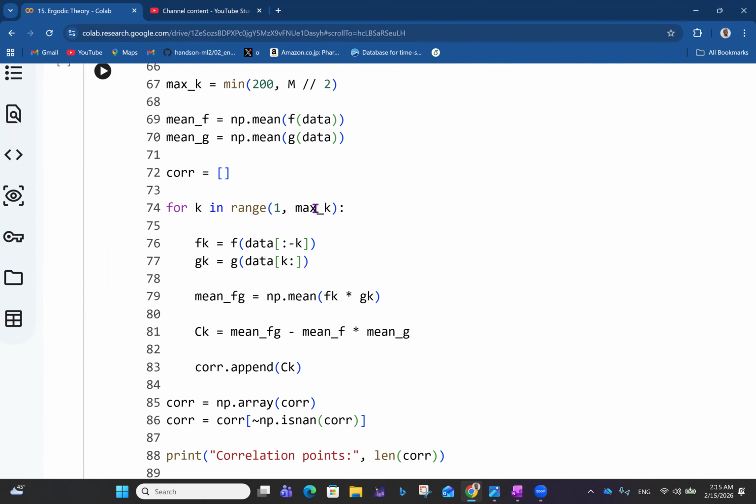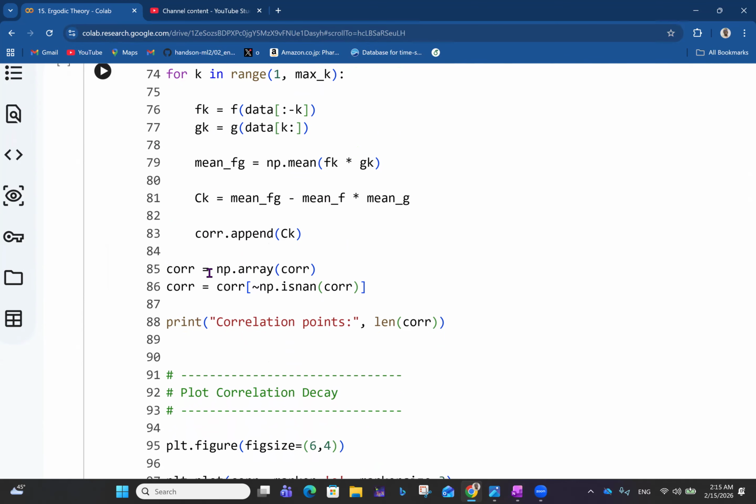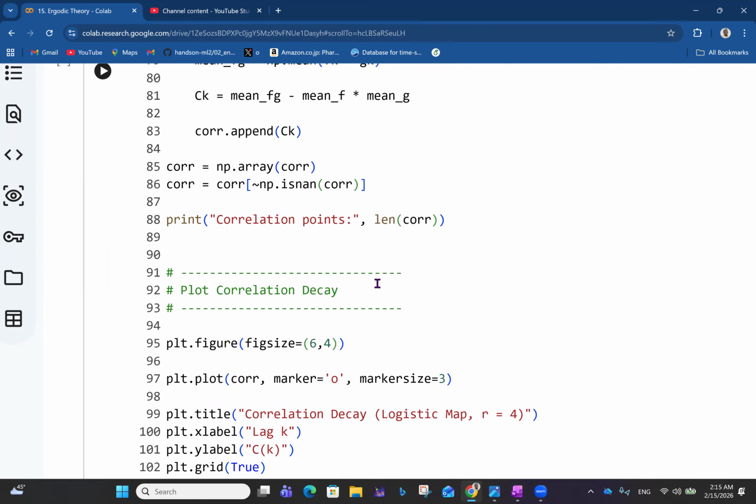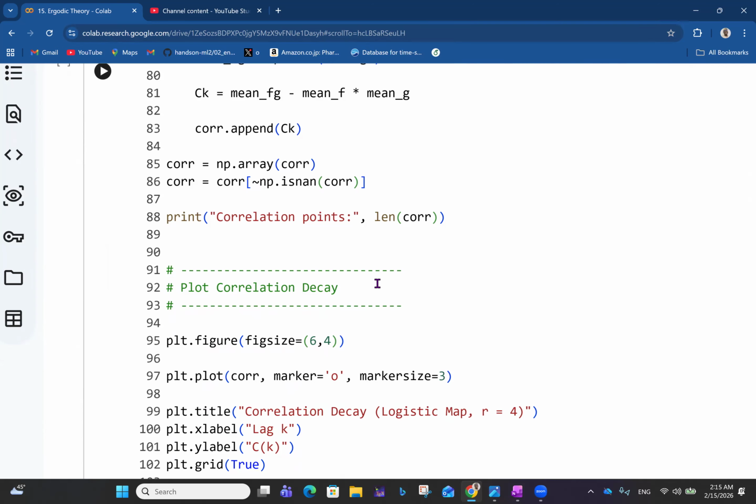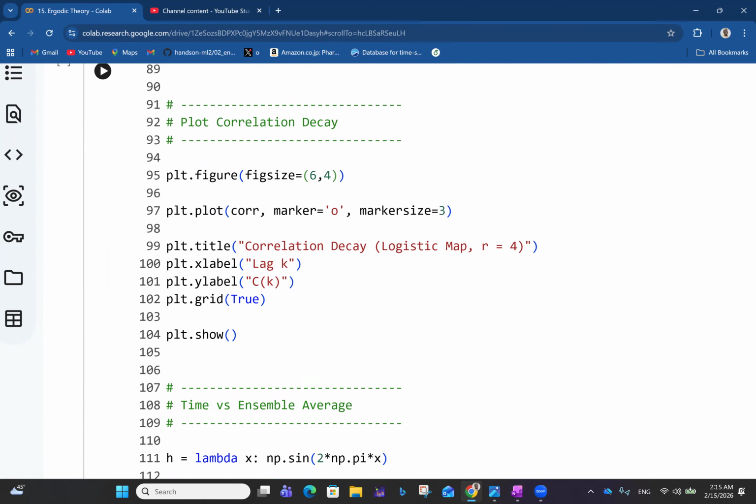We have the correlation for k in range 1 to the maximum of k. You have this whole setup, and we append the correlation step by step like that. So you have the correlation, np.correlation. You have correlation again, correlation is none, and all that. Then you have other things like the correlation points. Then we plot the correlation decay. The plot is about the correlation. We have marker 0 and marker size is 3. Then we have all the labels.